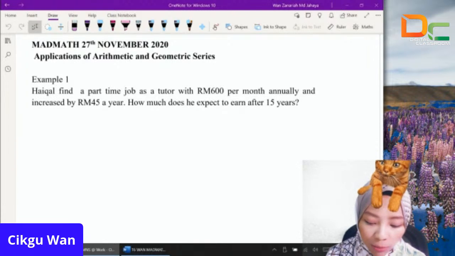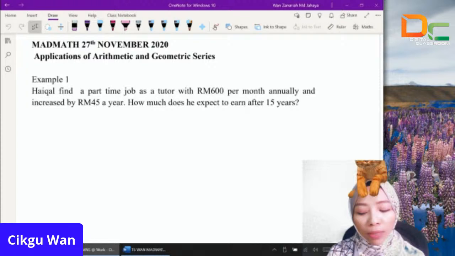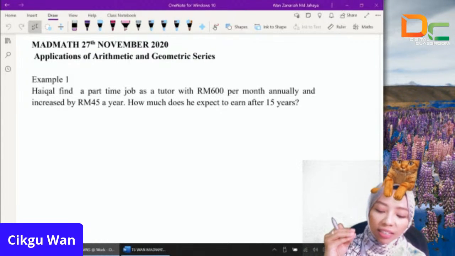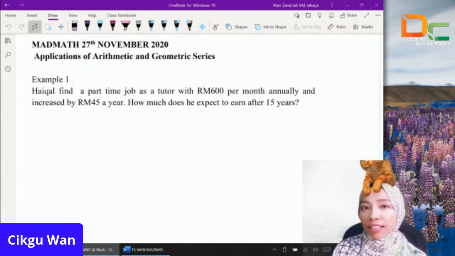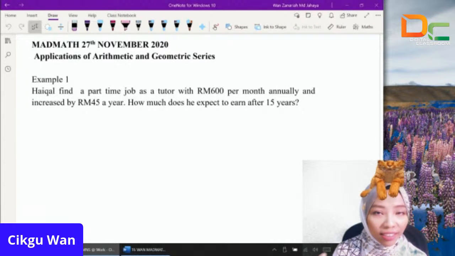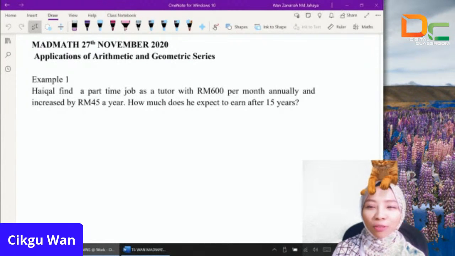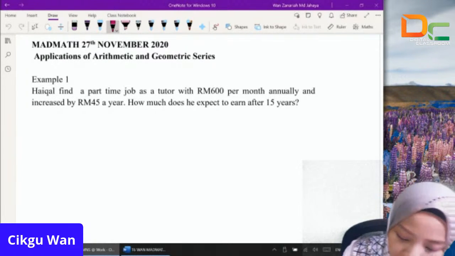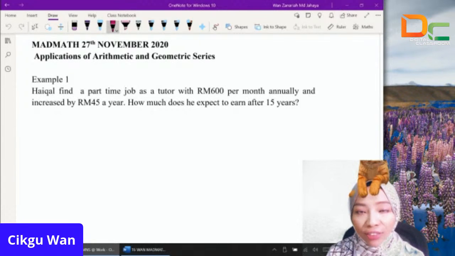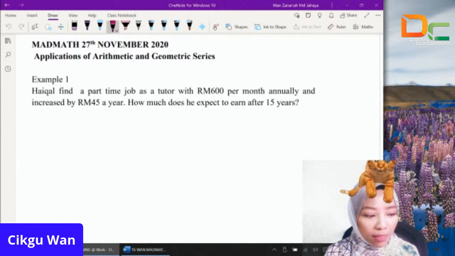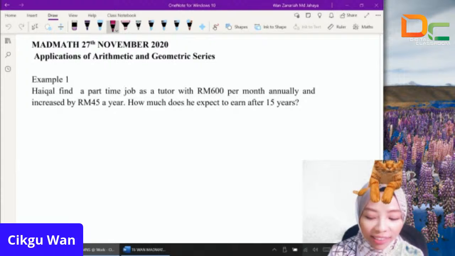Haikal finds a part-time job as a tutor with 600 per month annually and an increase of 48 ringgit a year. So meaning that if this year his salary is 600, the following year his salary will be 645. How much does he expect to earn after 15 years? Is there anyone who is a tutor for 15 years? But it is an estimate, like you all estimate things that are uncertain.